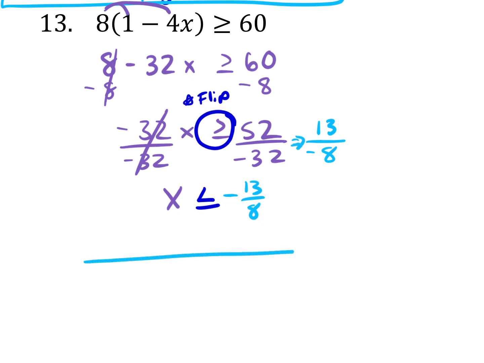So when we put this on a number line, my key point is going to be at negative 13 over 8. Am I going to put a closed circle or open circle? Closed circle, because it's less than or equal to, so we put a closed circle at our point. And which direction am I going to color or highlight? To the left. We're talking about values less than. So less than means it's to the left.